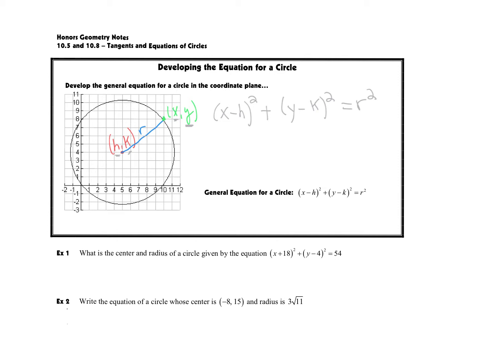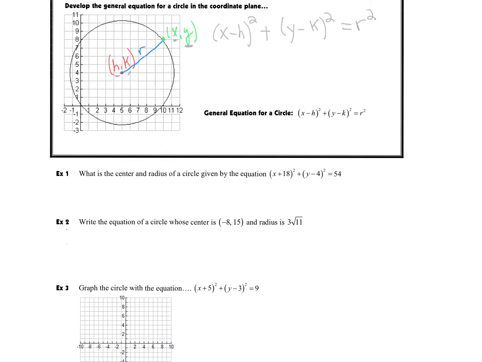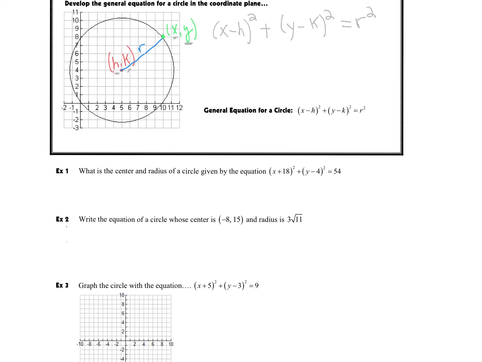Okay. If you have your note card going, you want to add that to your note card. We're going to be using that quite often, not just in this section, but in sections to come. All right, let me push this up here. I'm going to look at example 1. Example 1 says, what is the center and radius of a circle given with the equation (x plus 18) squared plus (y minus 4) squared equals 54?